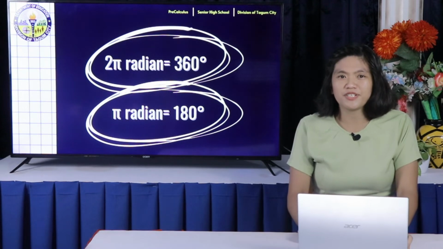Now, we obtain the following conversion rules. To convert a degree measure to radian, multiply it by pi over 180. While, to convert a radian measure to degree, multiply it by 180 over pi.